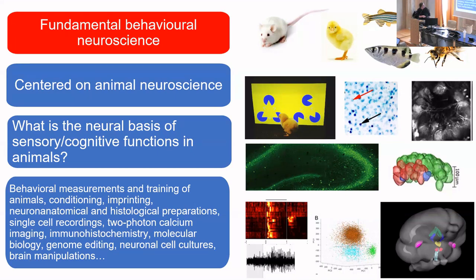Conditioning, imprinting, neuroanatomical and histological preparations. We are cutting brains. We are looking into them. We are applying different methods. Single cell recordings. We are putting electrodes in the brains. We are recording action potentials. Two-photon calcium imaging, immunohistochemistry. You can stain anything possible, structures and so on. Genome editing partly and so on. So here you can see some of this.